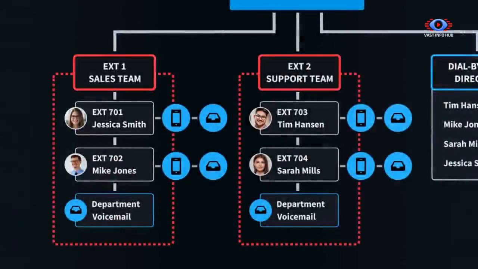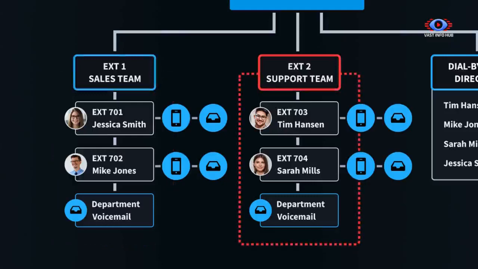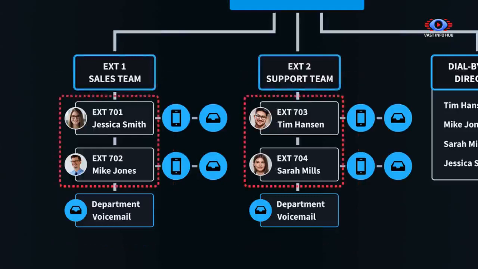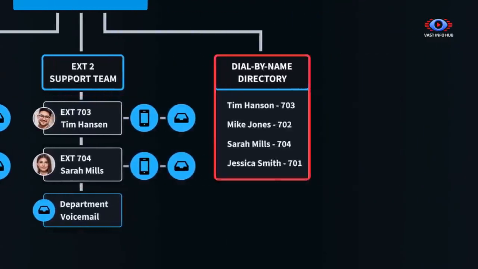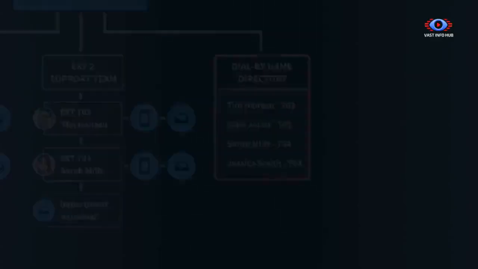Department extensions are simply groups of employee extensions. They're 1 digit each, 0 to 6. For example, you could designate extension 1 as your sales department and extension 2 as your support department. You also have the ability to customize the call forwarding and voicemail settings for each department extension. The dial-by-name directory is exactly what it sounds like. It's a directory of all your employee extensions. It allows callers to use their phone's dial pad to find an employee extension based on your employee's last name.